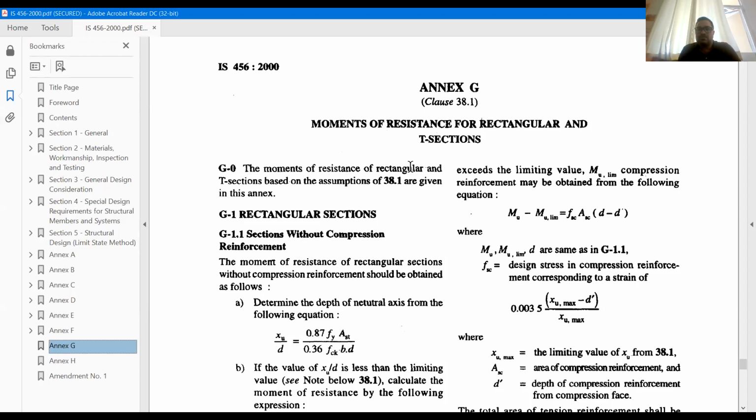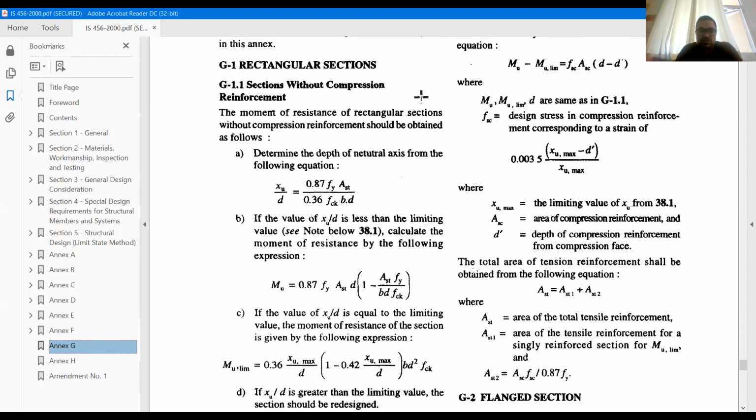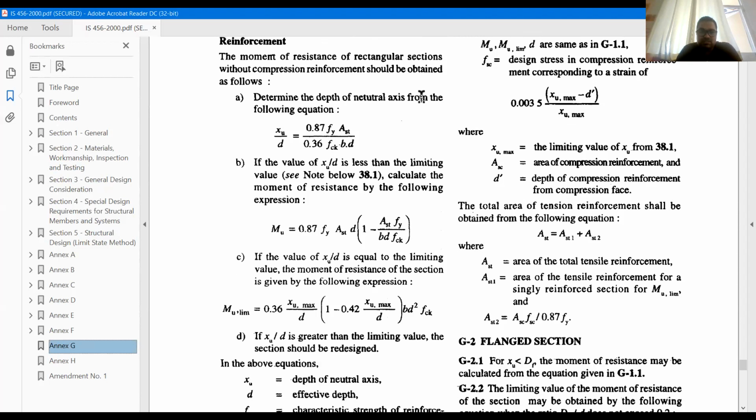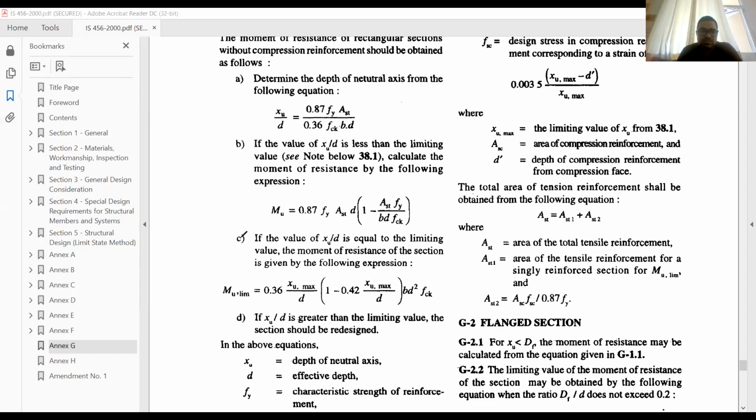So in this IS code, we have this annexure G, and we generally follow this annexure G to find out the moment of resistance of rectangular, under-reinforced section or the balanced section. So we know that this formula is used for the balanced section. Now, can we rearrange this formula like this?